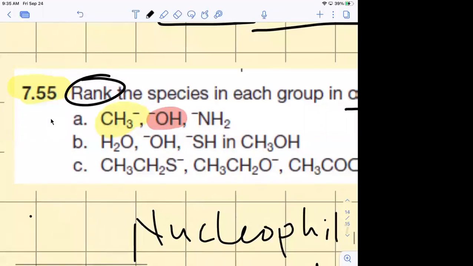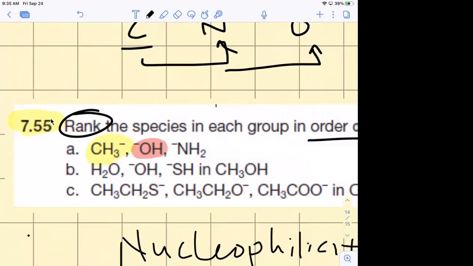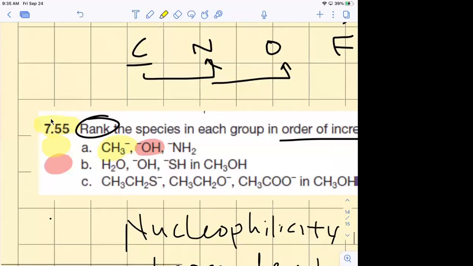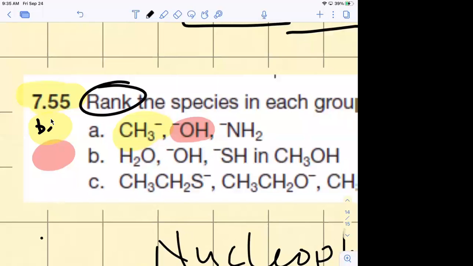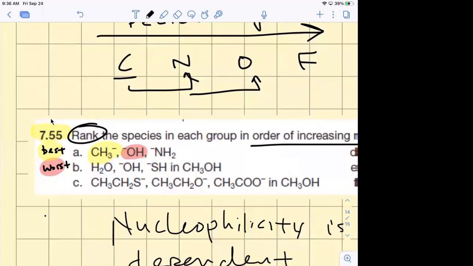So carbon is the, I want to try to squeeze this in here. All right, let's do this. I'm going to just do a little legend out here. So yellow is going to be my best. Red is going to be the worst. That way I don't have to try to squeeze in the best and worst for each one of these examples.